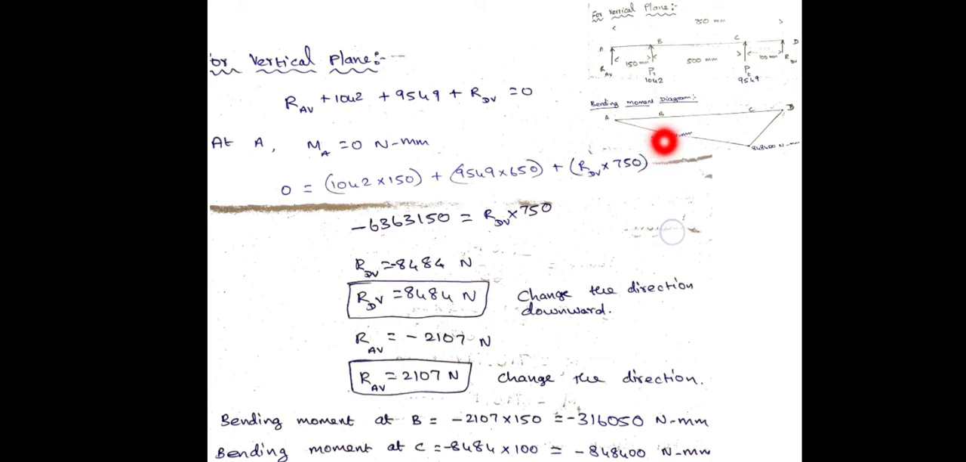So mark those points. Since we got both answers in minus, we have to mark both points downward. The first point is 316050, the second point is 848400. So for the vertical plane, all the diagrams are over. Next we will draw the diagram for the horizontal plane.